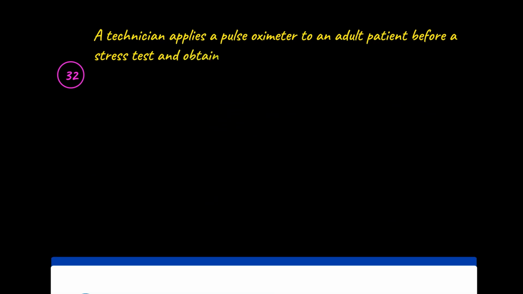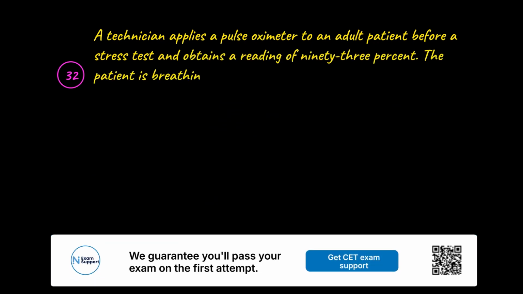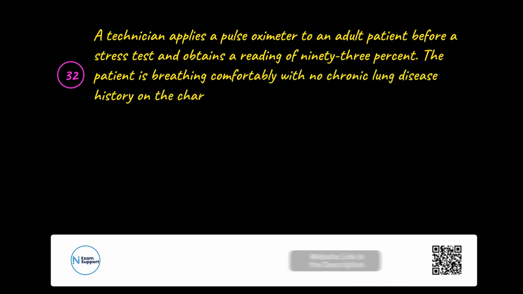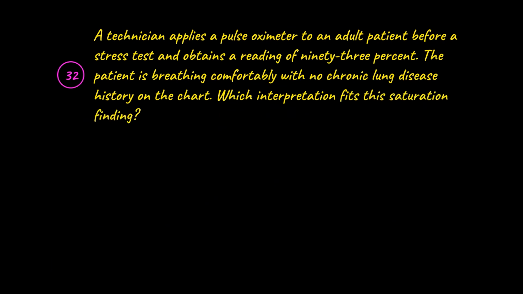Question 32. A technician applies a pulse oximeter to an adult patient before a stress test and obtains a reading of 93%. The patient is breathing comfortably with no chronic lung disease history on the chart. Which interpretation fits the saturation finding?